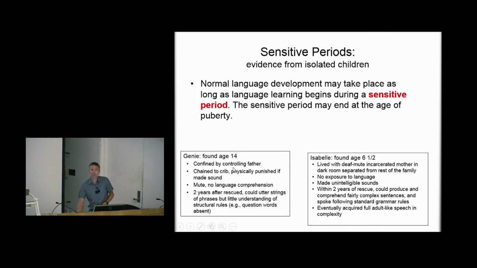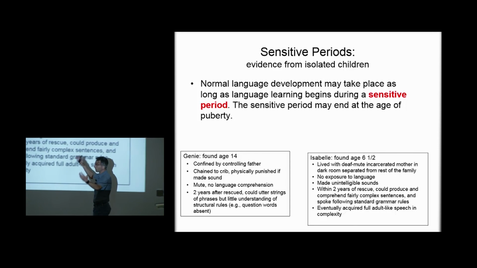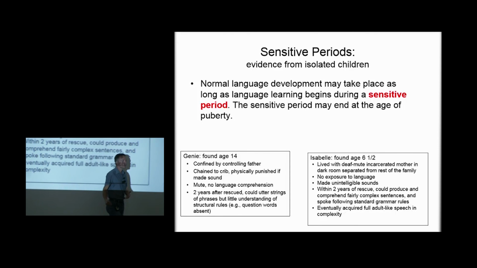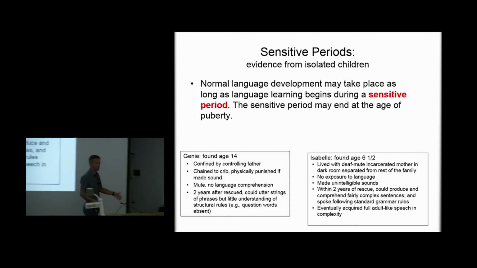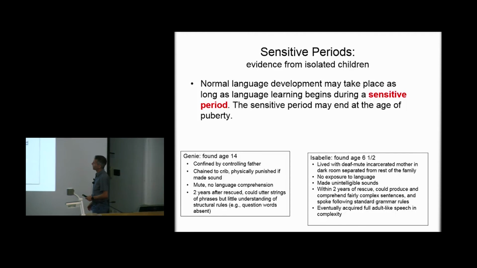She was found at the age of 14 and put in a nice, caring environment, exposed to a rich linguistic environment. But Jeannie never recovered from this early lack of exposure, and she never really learned the rules of grammar. On the other hand, Isabella, another famous case, was found in the 1930s at age 6.5.